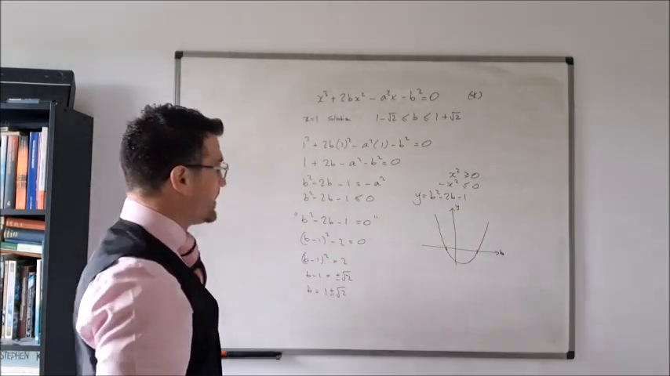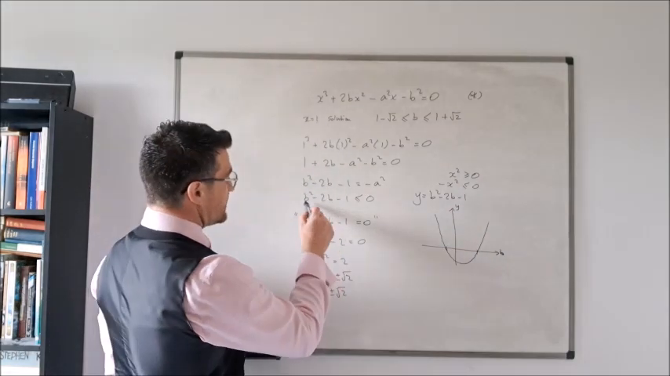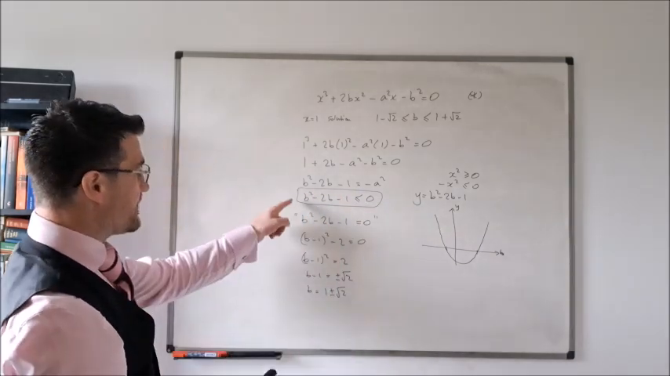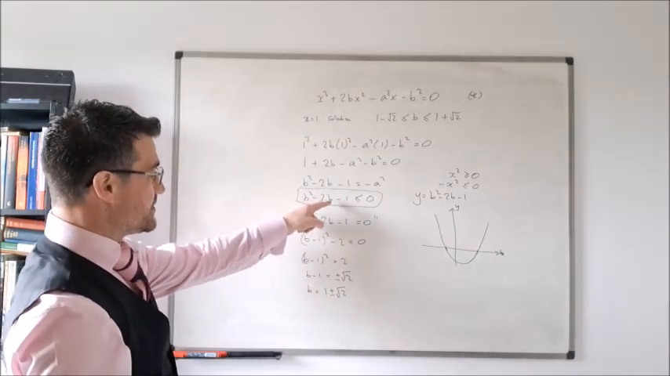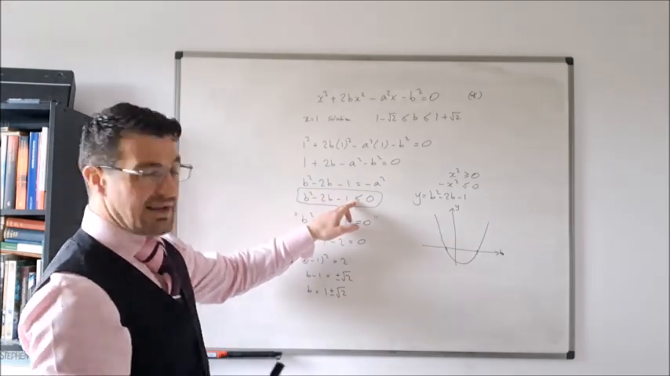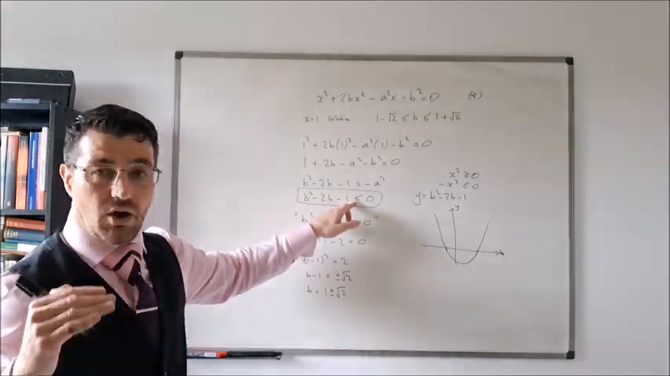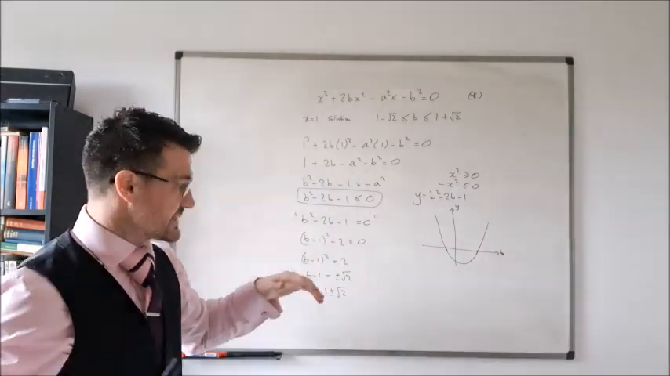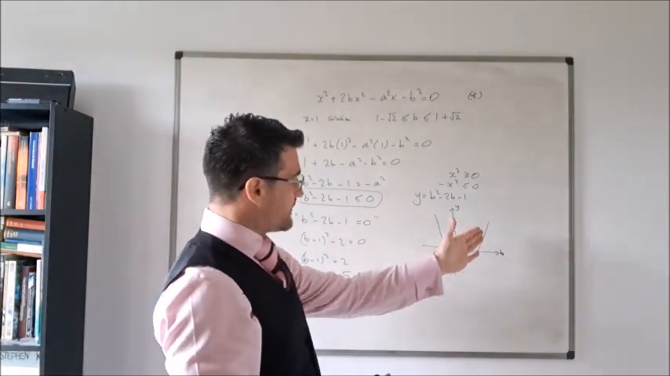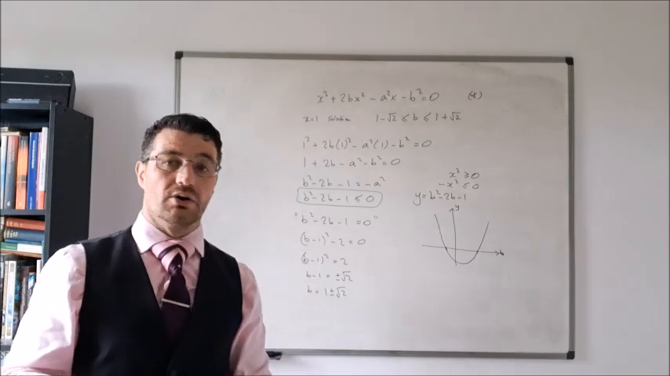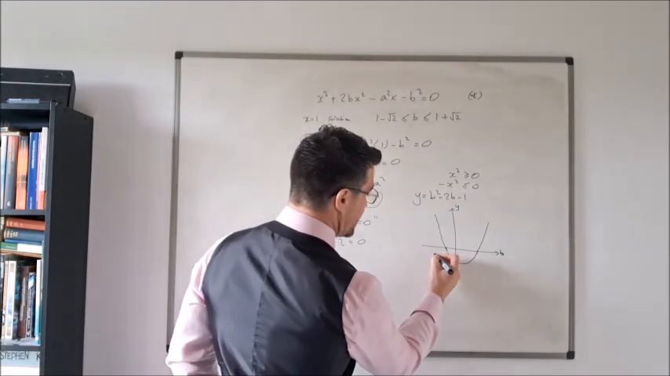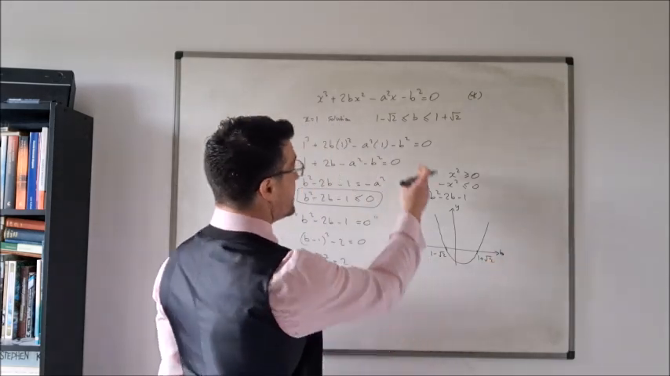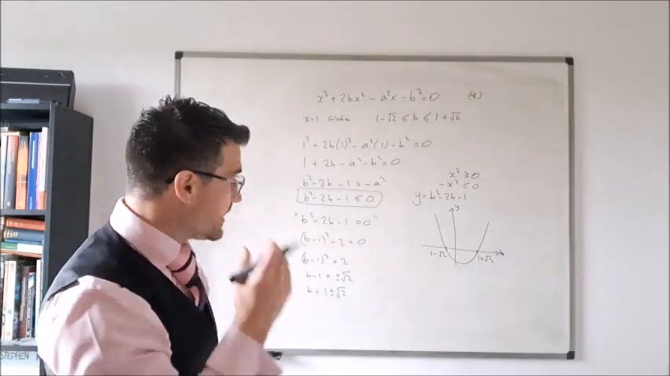Now going back to the inequality, this tells me that I'm interested in those values of b for which b squared minus 2b minus 1 is, if I interpret this geometrically, on or below the b-axis, the horizontal axis. So where is the graph on or below the horizontal axis? Well, it's between 1 minus the square root of 2 and 1 plus the square root of 2, which is exactly what I need, right?